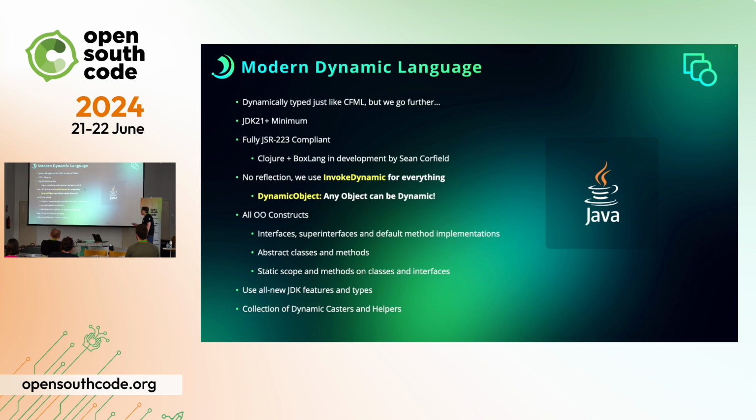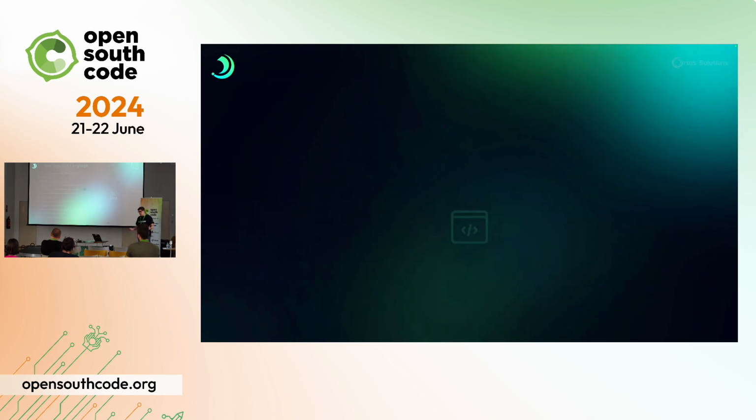The creator of one of our Clojure libraries, Sean Corfield, has even created already a bridge for BoxLang. It uses a lot of invoke dynamic semantics inside of Java. All the object-oriented constructs that you're used to in any language are available to you, and pretty much anything in the JDK 21 is available to you. That was important for us.